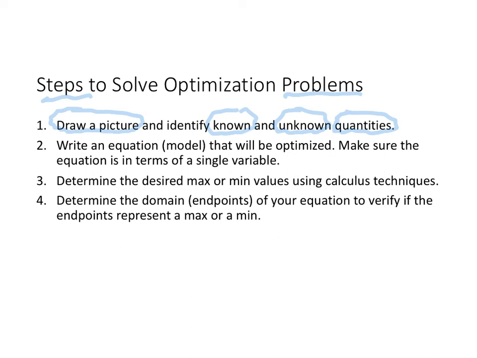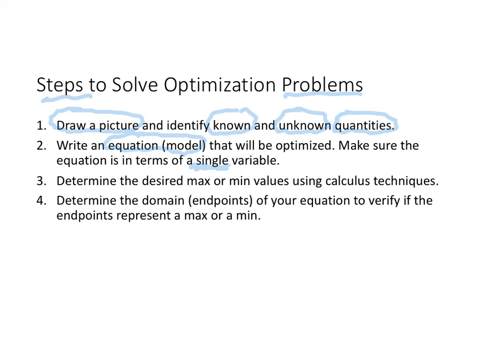The next step is to write an equation, or you might say model, that will be optimized. So write an equation that will be optimized. This is basically your modeling part. Make sure the equation is in terms of a single variable. So in the previous example, we had volume, and it was only in terms of x. We didn't have two unknowns on the right side of the equal sign. We only had one.